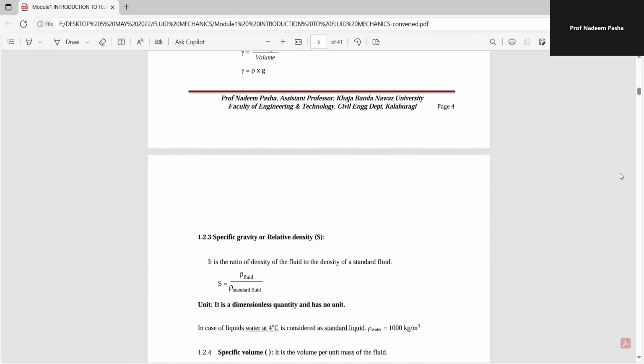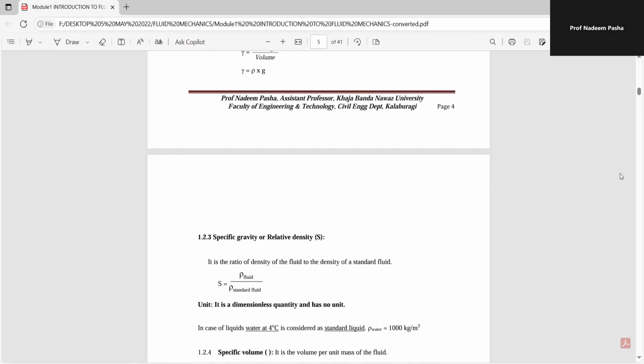Now the question comes, what do you mean by standard fluid? Generally water is considered to be a standard fluid and its density is taken as 1000 kg per meter cube. So once again, remember what exactly specific gravity is. It is nothing but the density of the fluid, it may be any fluid, oil, petrol, diesel, whatever it may be, divided by the density of the standard fluid. And the standard fluid is nothing but water.